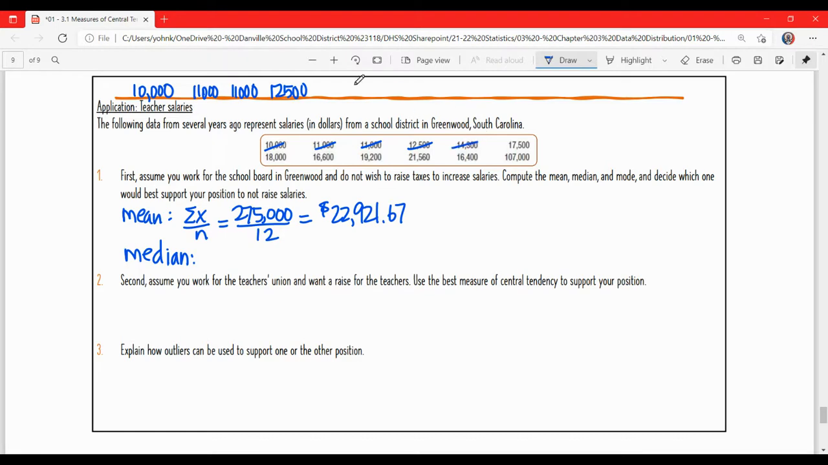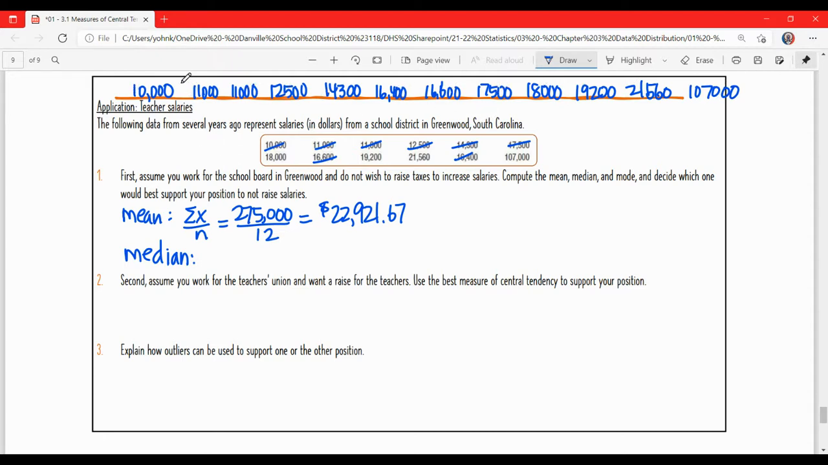Then I have a 14,300, 16,600. Ooh, 16,400. And 16,600. And 17,500. 18,000. 19,200. And 21,560. And 107,000. 1, 2, 3, 4, 5, 6, 7, 8, 9, 10, 11.